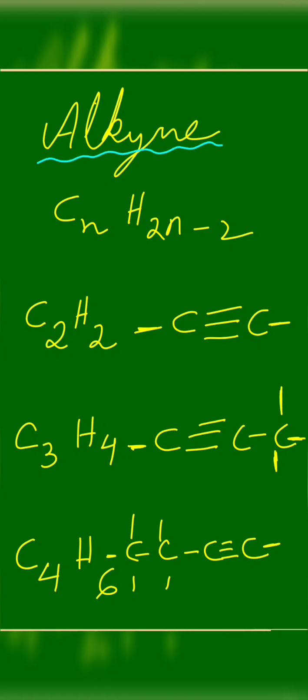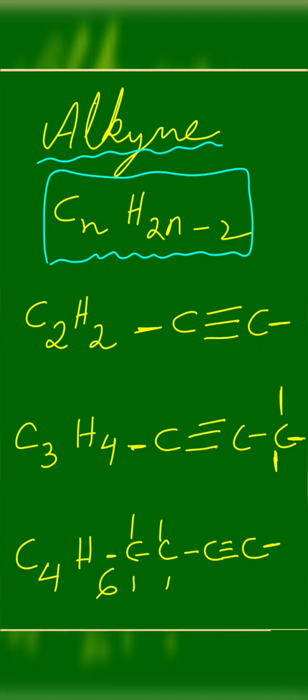Alkyne. I have written the general formula also. In the first case, this is ethyne, two carbons. So let us put n as 2. So H will be 2n minus 2, means 4 minus 2 is 2. So we are getting ethyne, C2H2.